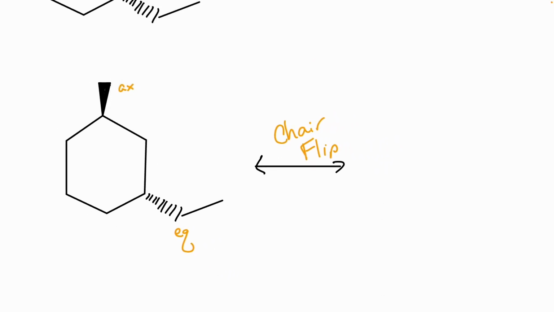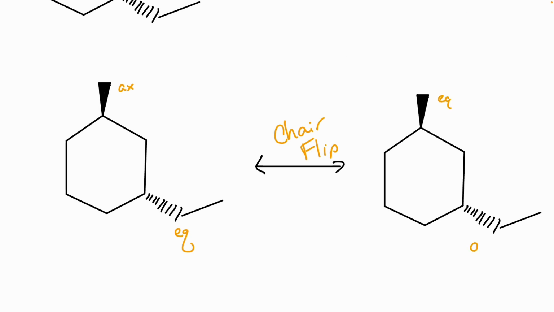And then if I did my flip, I would change my axial into equatorial and equatorial into axial. And which one of these is going to be more stable? The one on the left.